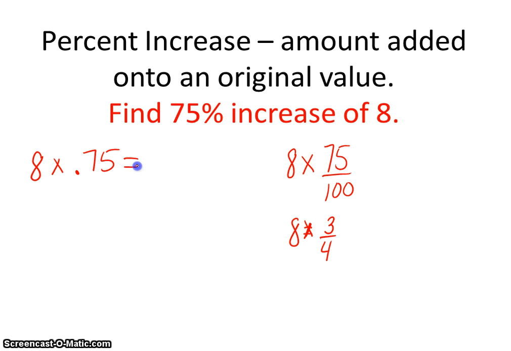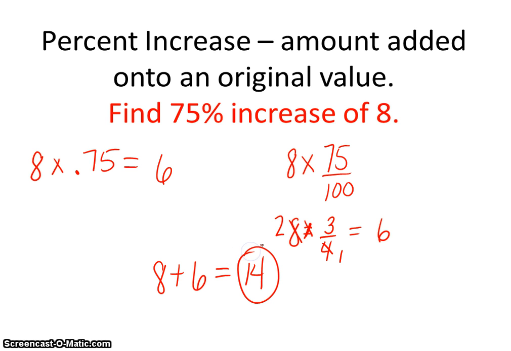In either case, I get 6. 6 represents my percent increase, or how much I increase. That's not my final answer. I need to take the amount that I'm increasing 8 by and add it to my original value. So, a 75% increase of 8 is 14.